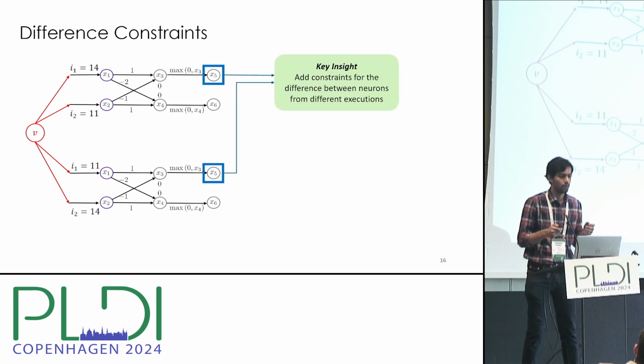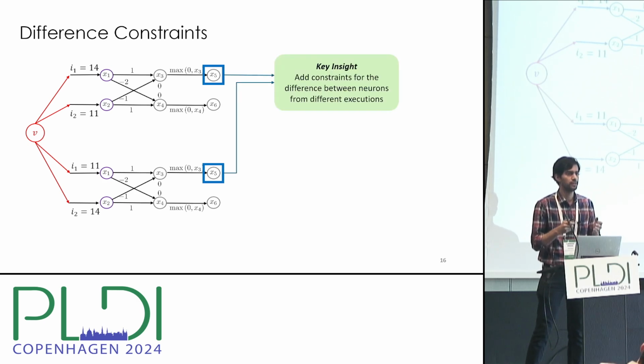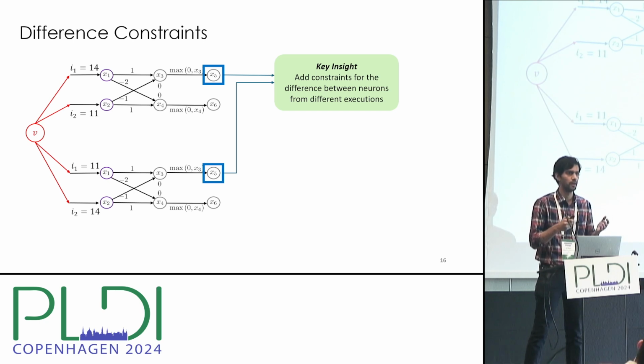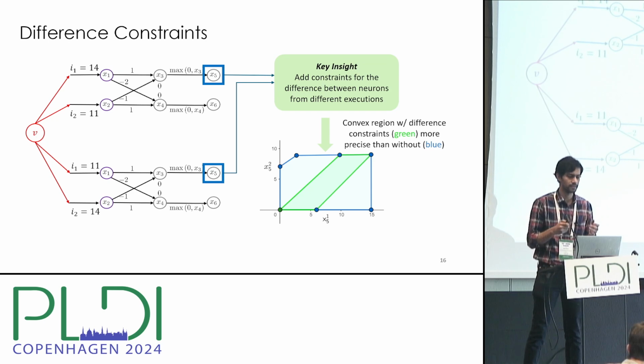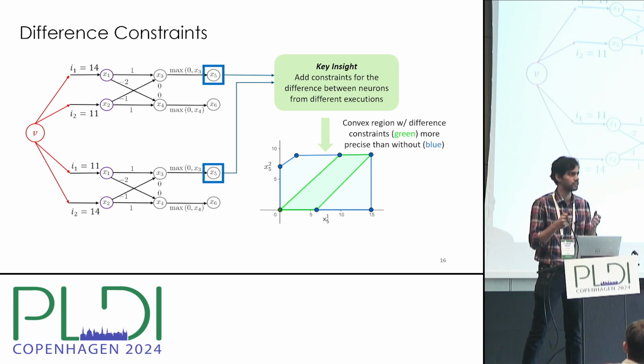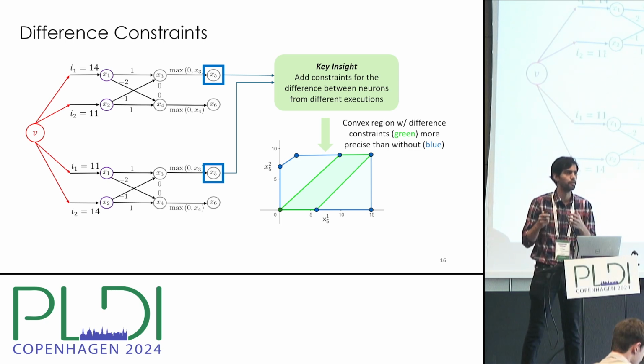So with the bounds on the differences, we compute additional linear constraints over the outputs of different executions that encode these cross executional dependencies. Now, as you can see in the slide, the convex region that is computed with these additional difference constraints is more precise than the convex region that was obtained in the baseline methods. So this is essential for improving the precision of the relational verification.